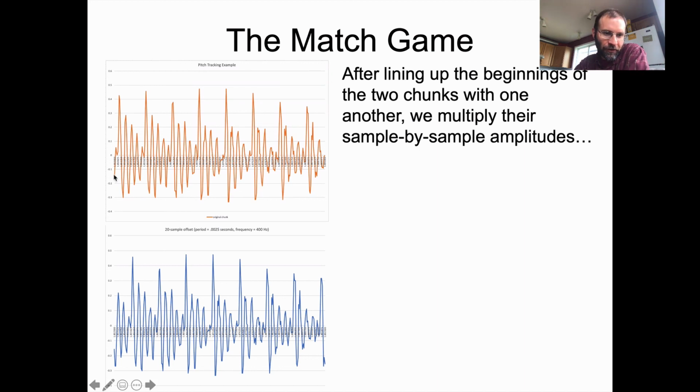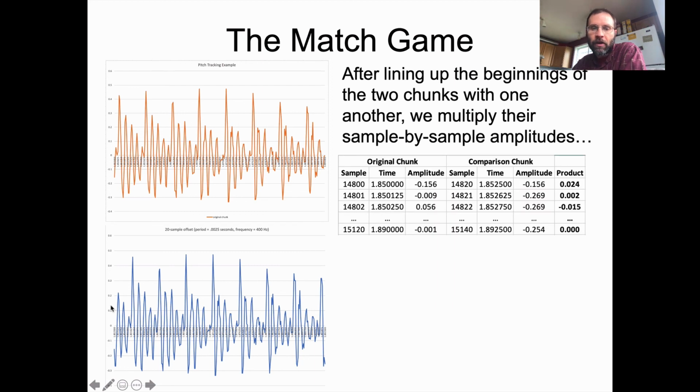But basically, we're going to multiply this sample value by this sample value, all the way down the line. If you look at this in terms of an Excel spreadsheet, this is the way the math would work out. For our original chunk, the first sample is sample 14,800 of the whole waveform. That's at time 1.85. This is its amplitude value. This comparison chunk, remember we're looking 20 samples down the line. So it's at sample 14,820 or time 1.8525, and so on. It's this amplitude value, which coincidentally happens to be the exact same amplitude value as that one. You multiply them together and you get 0.024.